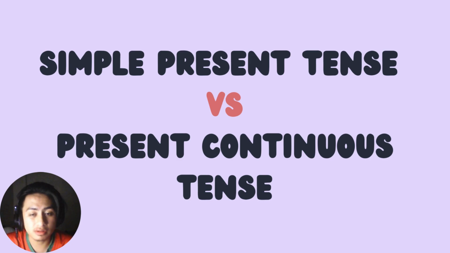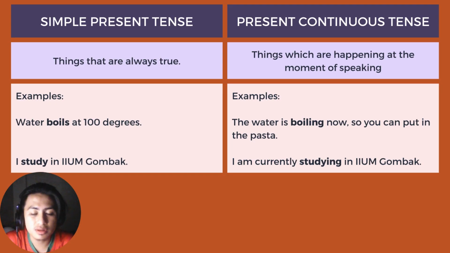So if you have recalled, right, in the previous classes we have learned about simple present tense. So what is the difference between simple present tense versus present continuous tense? Because it sounds kind of the same, right? And it is to show present tense, right? It is to show something that is happening at the present moment, right? So how do we differentiate both of them? So for simple present tense, we use it when things are always true. And present continuous tense, we use them when the things that are happening right now.